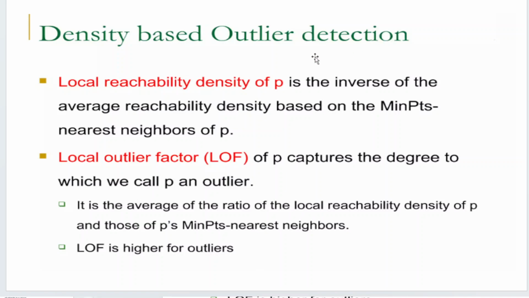In density based outlier detection, we have the local reachability density of p and the local outlier factor. What is the local reachability density of p? It is the inverse of the average reachability distance based upon the k nearest neighbors of p. The inverse of the average reachability distance of the k nearest neighbors of p is the local reachability density. And the local outlier factor of p captures the degree to which we call p an outlier. How much probability is there that we can consider the point p as an outlier? That is called the local outlier factor.